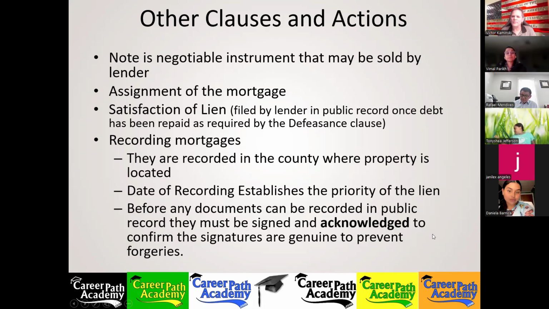Ooh, that's a new term. Well, actually, it's not. I think we went over it once before. We mentioned it once before anyway. What is an acknowledgement?